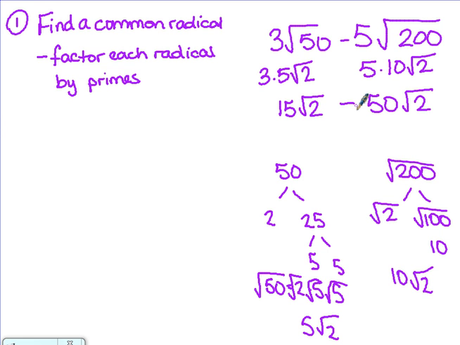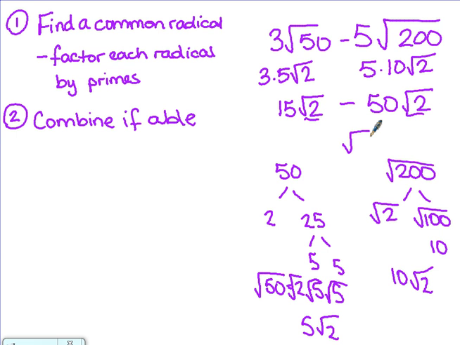The second step would be combine, if able. If we have the same radicals, which in this case we do, we've got root 2 and root 2, we can combine. The root stays the same. The only thing we add or subtract is the numbers in front. So we have 15 minus 50, which is negative 35. So this becomes negative 35 root 2. Hopefully you have broken down radicals before, so this will be not too bad for you.